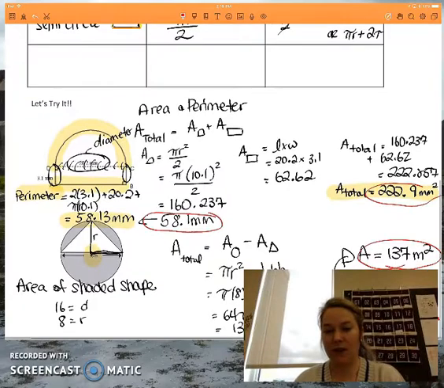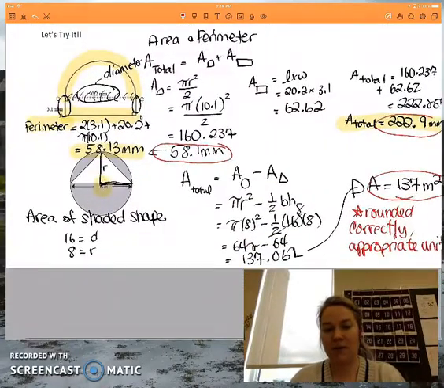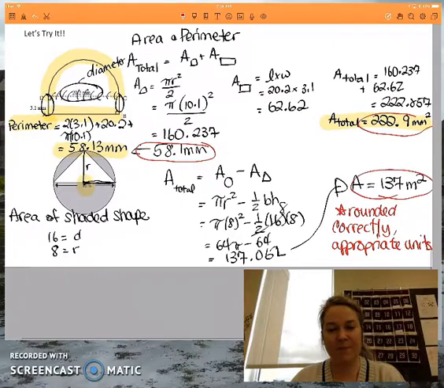Oh, I don't know if you can see that. Okay. So there you go. Let you copy that down. I apologize that my screen was covering it.